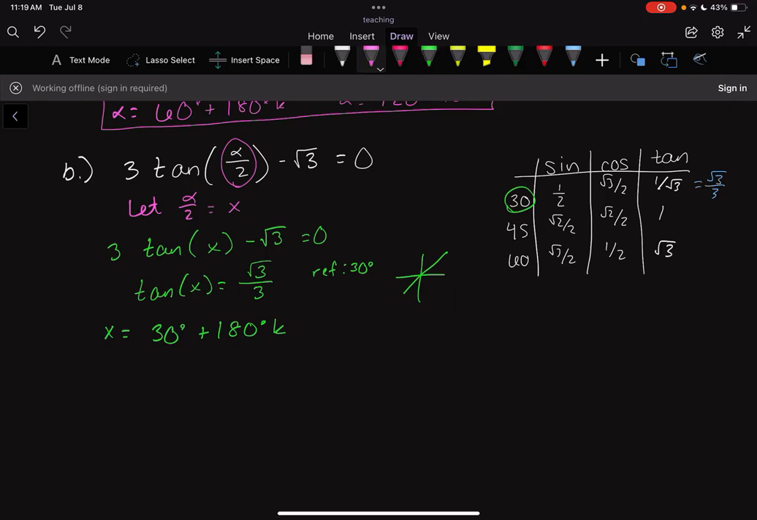I'll go ahead and plug back in my alpha over 2. So I multiply by 2. So this will give me alpha equals 60 plus 360K.